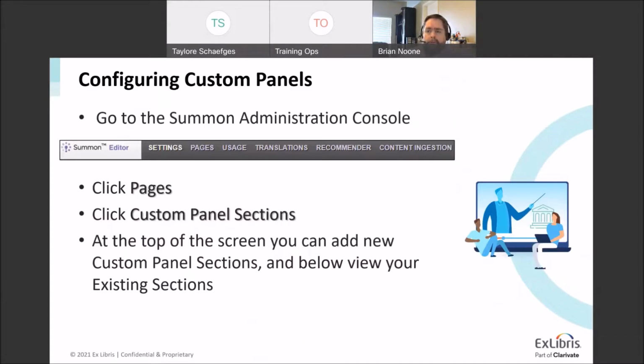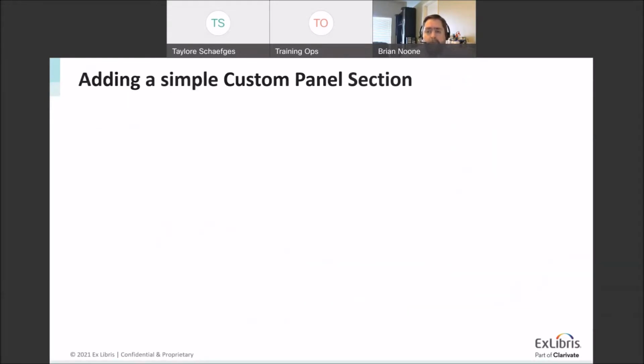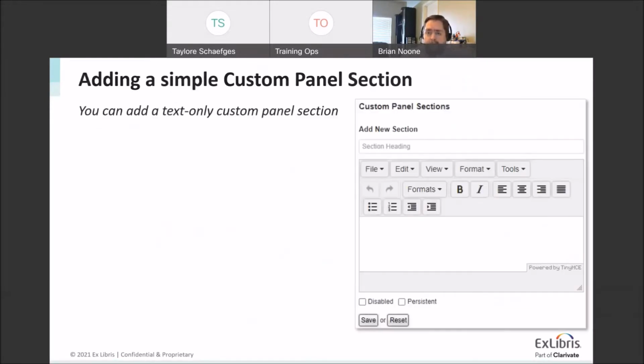In order to configure custom panels, you go to the Summon Administration Console, go to the Pages section, and then click Custom Panel Sections. At the top of the screen, you can start adding new custom panel sections. And I'm going to start with a pretty basic example. If you just want to do a custom panel using text, all you have to do is enter a section heading, in other words, a title. Make sure that's a unique title. It's not common with any previously created custom panel sections.